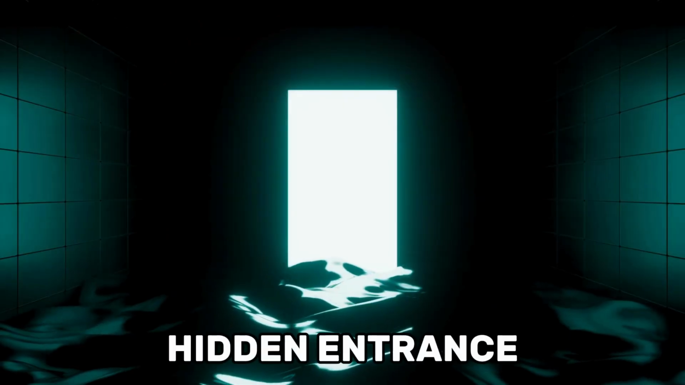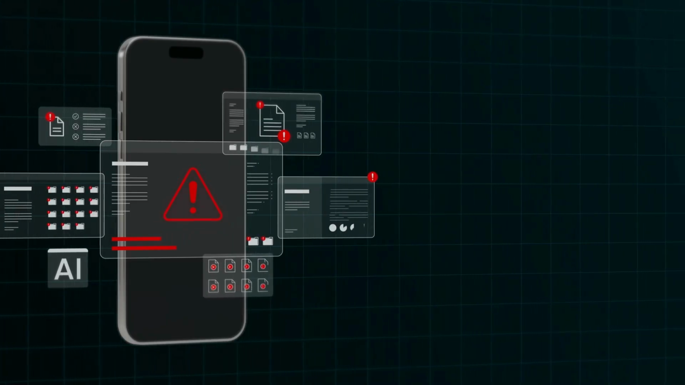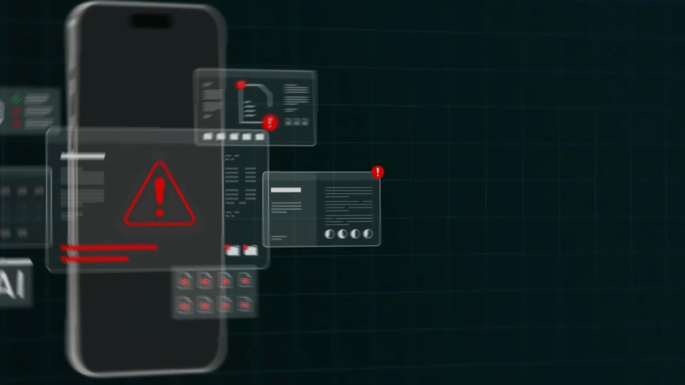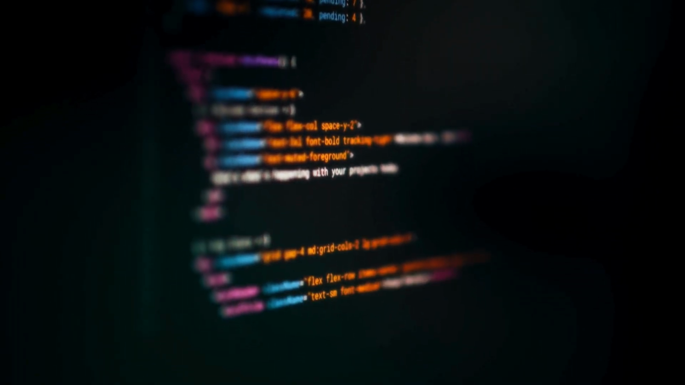Think of it like a hidden entrance in a building. The vulnerability is the door no one knows exists. The exploit is someone quietly using it to get inside. As long as the door remains undiscovered, nothing is stopping repeated access.